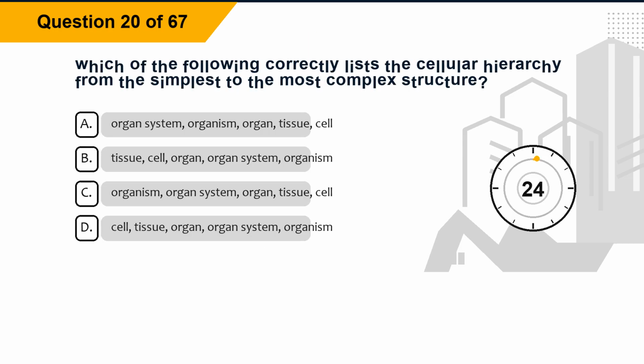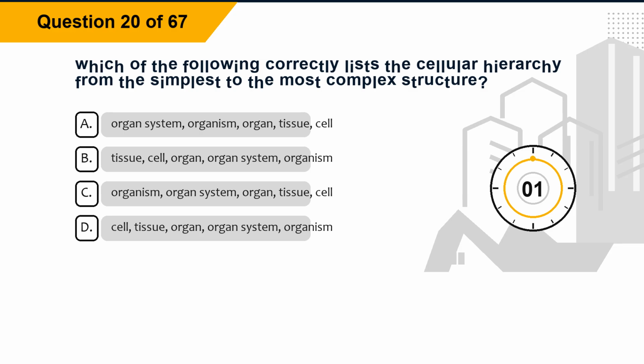Question 20. Which of the following correctly lists the cellular hierarchy from the simplest to the most complex structure? Option A, organ system, organism, organ, tissue, cell. Option B, tissue, cell, organ system, organism. Option C, organism, organ system, organ, tissue, cell. Option D, cell, tissue, organ system, organism.